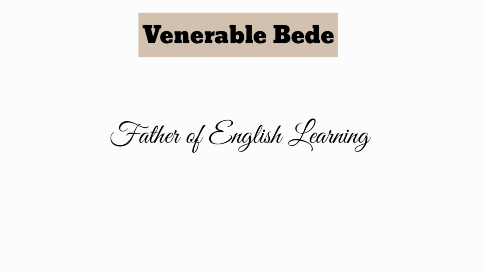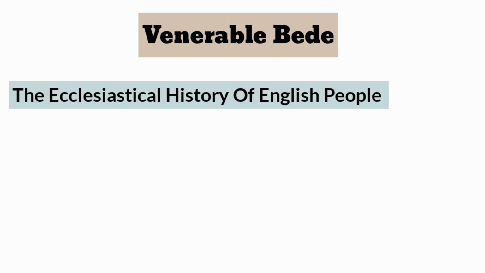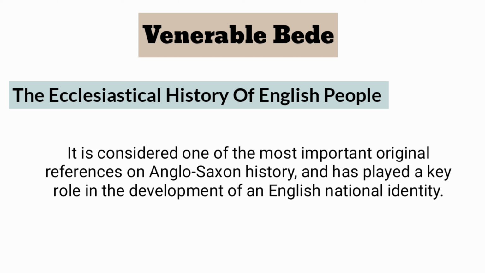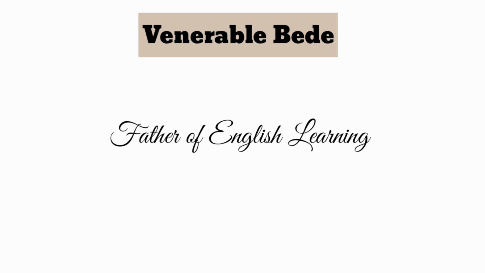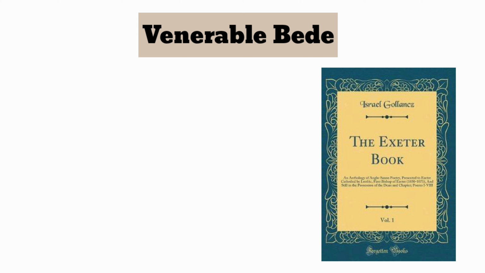There were certain writers that we know by name, and one of them is Venerable Bede. He is also known as the father of English learning. The work most important to us is the Ecclesiastical History of the English People, and in this work, he talks about the history of Christian churches in England and of England in general. It is one of the most important original references on Anglo-Saxon history and has played a key role in the development of an English national identity. Hence, it justifies the title that he has got, that is Father of English Learning.